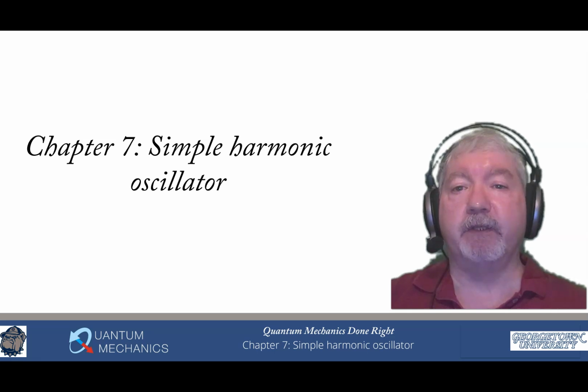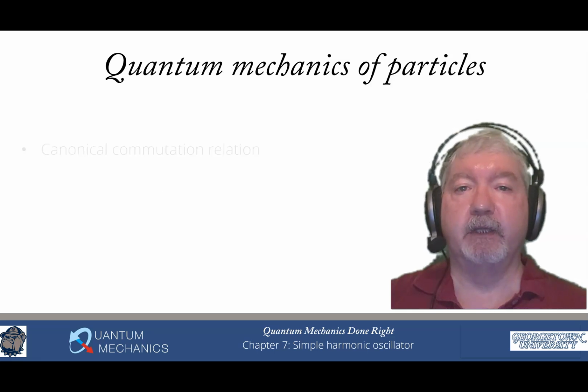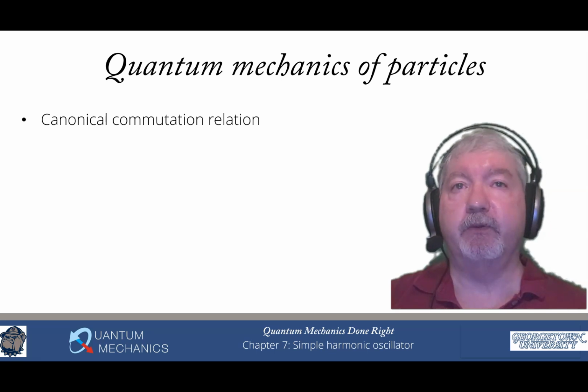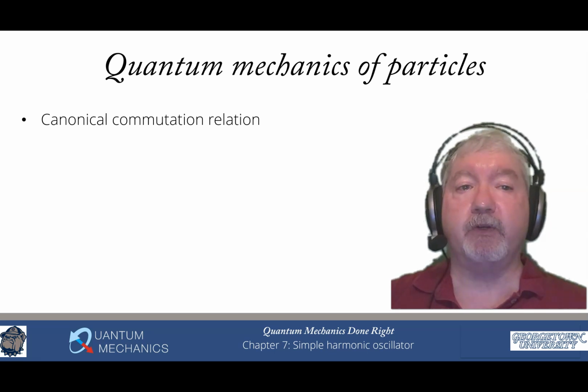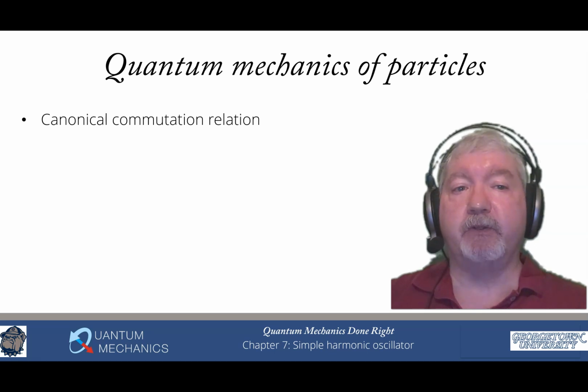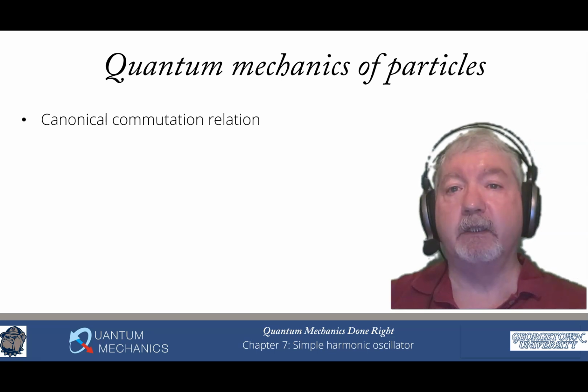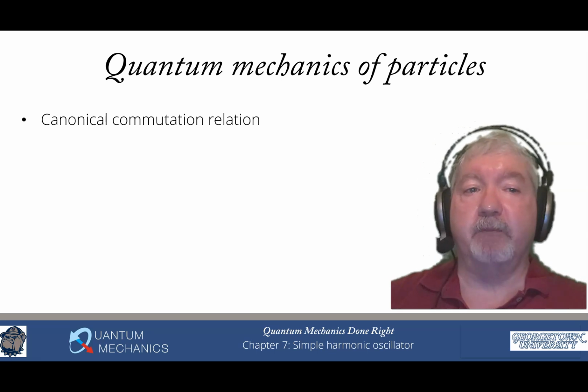Okay, Chapter 7, the simple harmonic oscillator. This is a long chapter. There's lots of stuff in it. We start with using atomic spectra and the Leibniz rule and things like the Planck-Einstein relation and some of the notions from the Bohr model to nearly derive the canonical commutation relation.